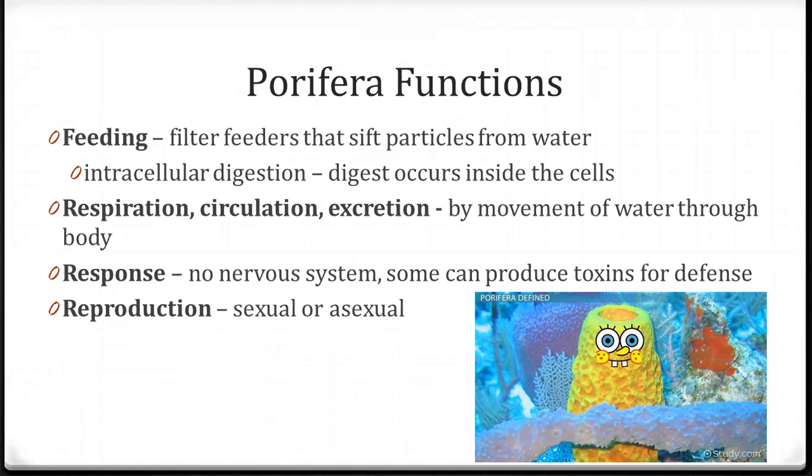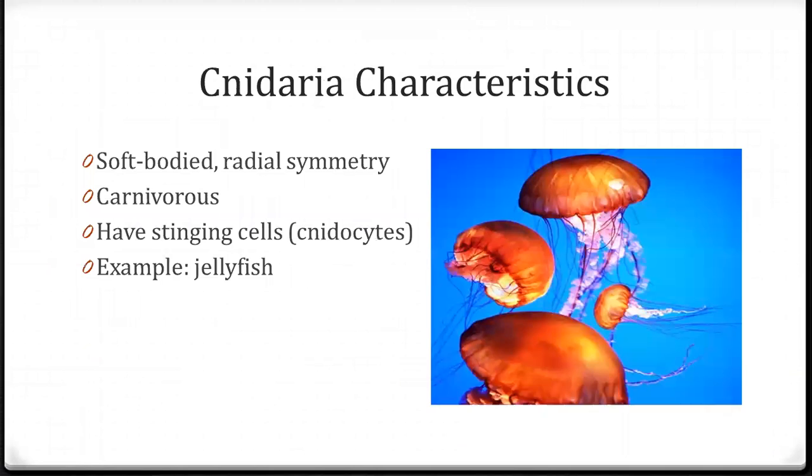Okay, next one, Cnidaria. So Cnidaria are soft-bodied. They have radial symmetry. So imagine a central part here, and it has symmetry around like a wheel. They're carnivorous. They have stinging cells, cnidocytes, and the example is jellyfish.